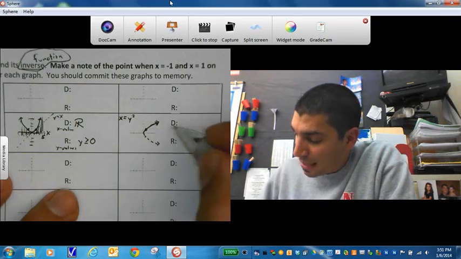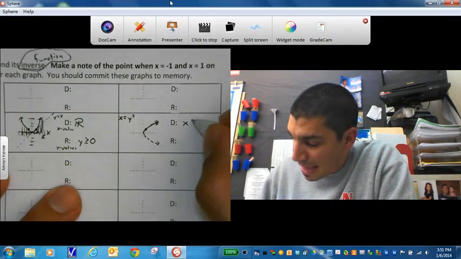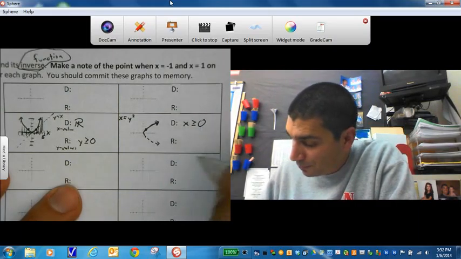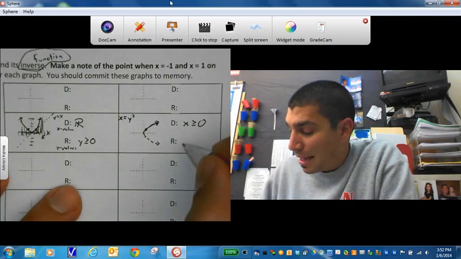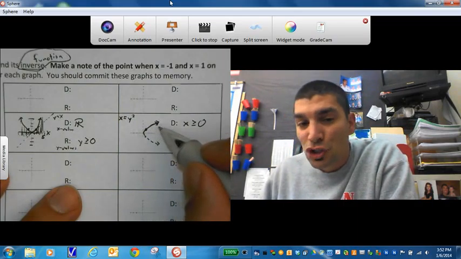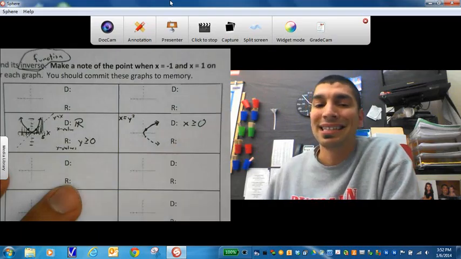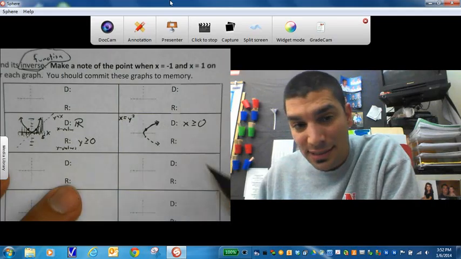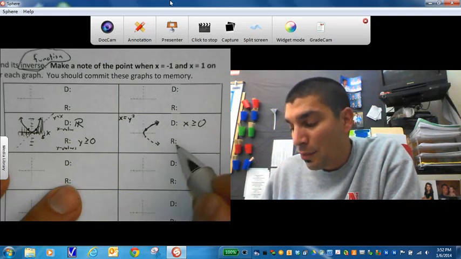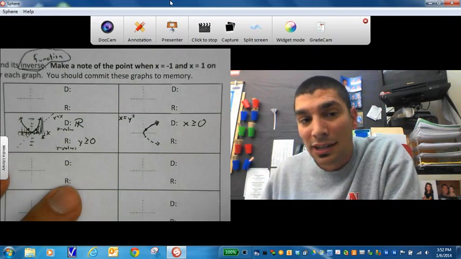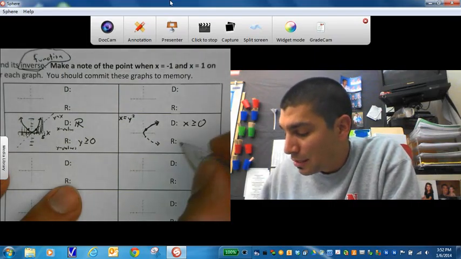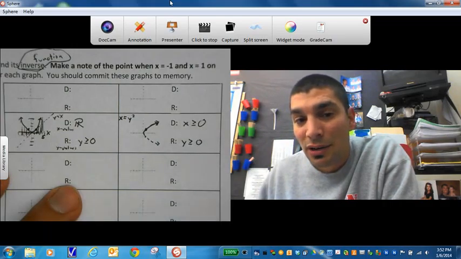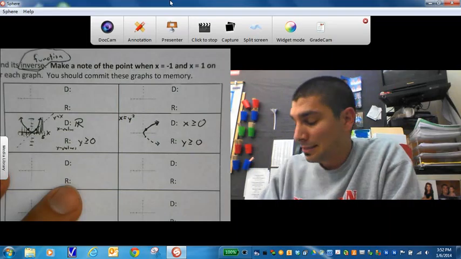My domain, x's have to be greater than or equal to 0. My y's, my range, remember I'm only talking about the solid line here. I'm not really talking about the entire inverse. I'm talking about the inverse function, which means only half of this. I only want you to write the domain and range for the solid or the positive portion. And so the range here would be y has to be greater than or equal to 0. We're stuck with that limited domain and range because that's what works here. Okay?